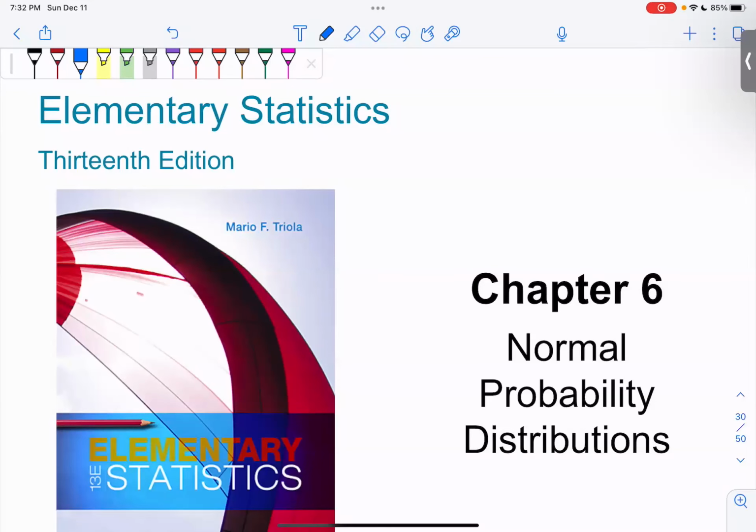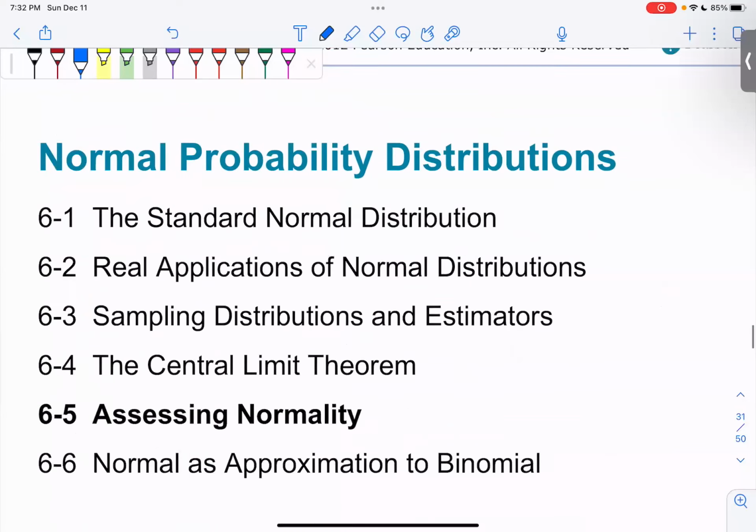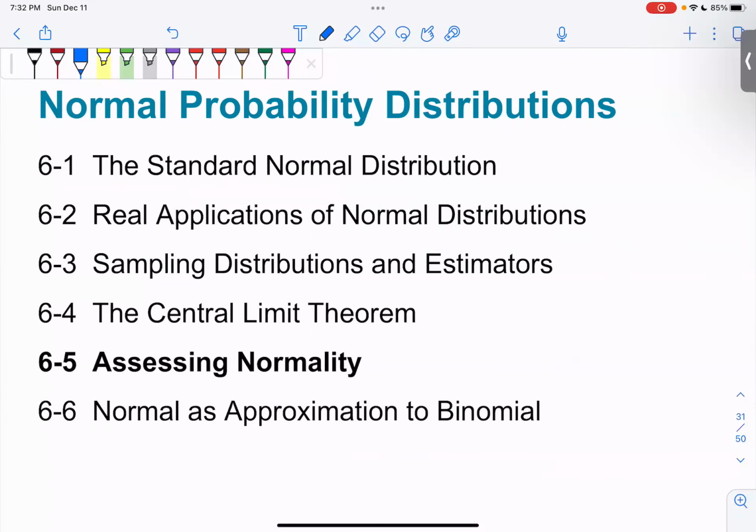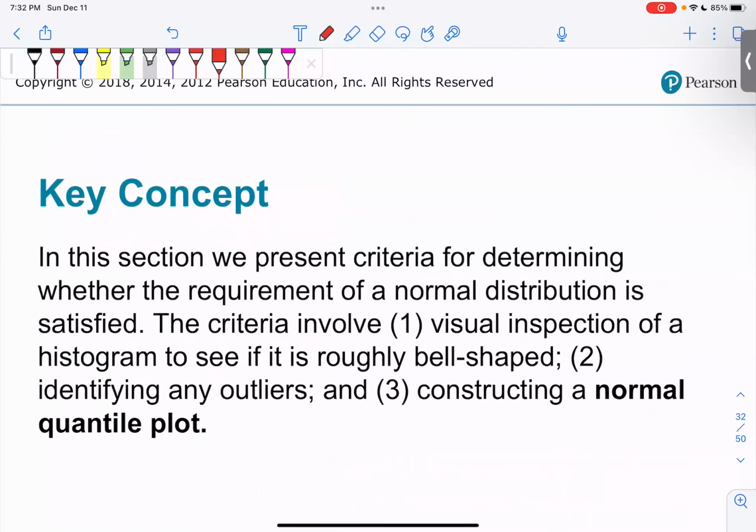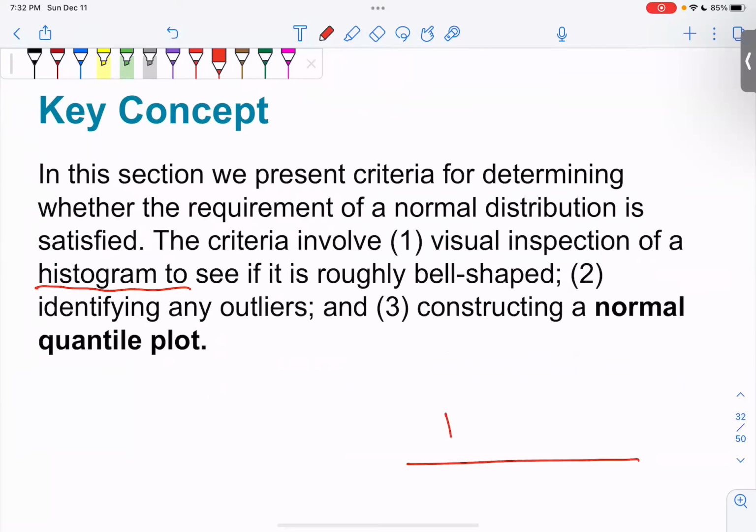Hi everyone. So in this session, we will learn how to determine if the data has a normal distribution or not. We will use three cases. One, using a histogram. If the histogram is bell shaped, like this, then in this case we can say this is close enough to normal distribution.